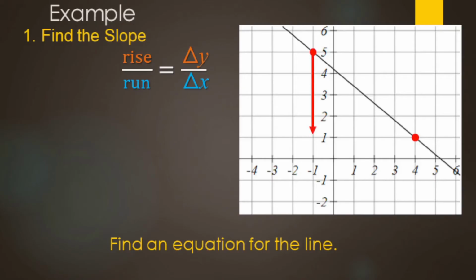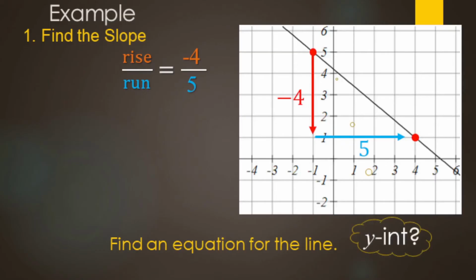So now we're doing rise over run. So we're going to start on the left and work our way to the right. So that's going to go down 4, down 1, 2, 3, 4, and then it's going to go over 1, 2, 3, 4, 5. So we know that our rise over run is going to be down 4, and then over 5. So there's our slope. We're just going to write it as negative 4/5.